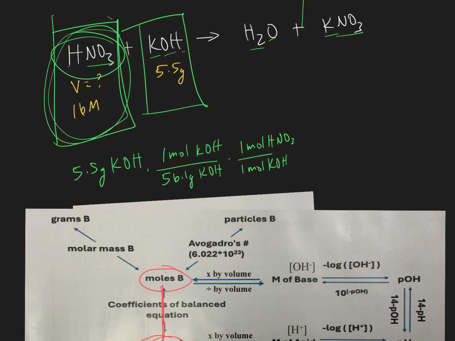Okay. So things are canceling here. We have moles, and now we have molarity. Remember, this is 16 moles per 1 liter. That's what molarity means. We want moles to go away, so 16 moles on the bottom to 1 liter. And that gives me my volume that I'm looking for. So 5.5 divide 56.1 divide 16.